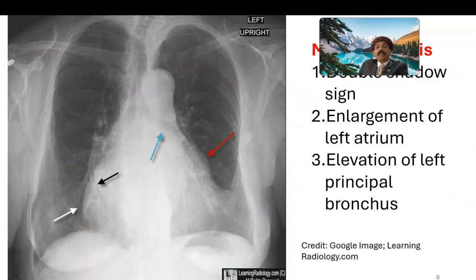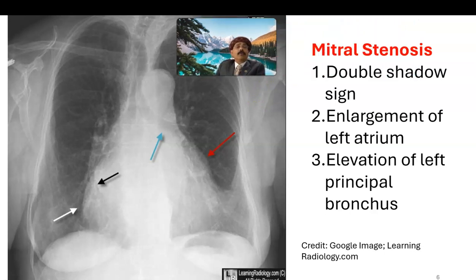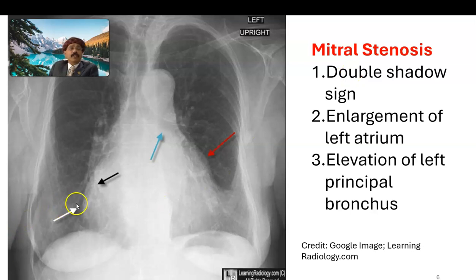Okay, if you look at the X-ray in mitral stenosis, what will we get? The double shadow sign. This is the margin caused by the enlarged left atrium, and this is caused by the right atrium. This is the left atrial, right atrial margin: the double shadow sign. The left atrium is enlarged here, and here also. And there is elevation of the left principal bronchus from the trachea. This will be elevated. This image has been taken from Google Images, learningradiology.com.